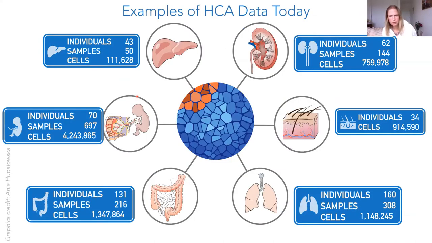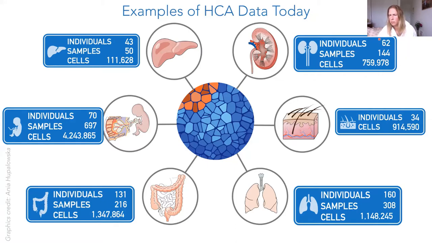So examples of human cell atlas data today, where we stand today, where this is slightly out of date, but roughly, is that for the kidney up here on the right, we've got close to 1 million cells profiled by single cell genomics. These are all numbers for single cell genomics, not the spatial.